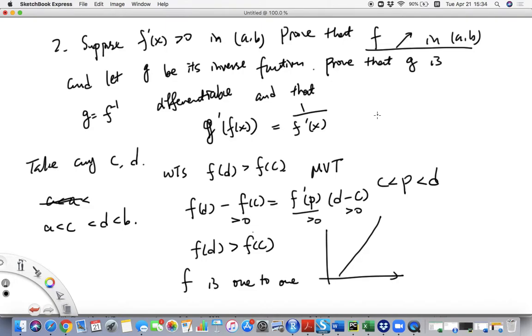Then using theorem 4.17, we know that g, being the inverse of f, is continuous. How do we know g is continuous? Because f is differentiable, so f is automatically continuous, and then you just apply this theorem. All right, so what's next?